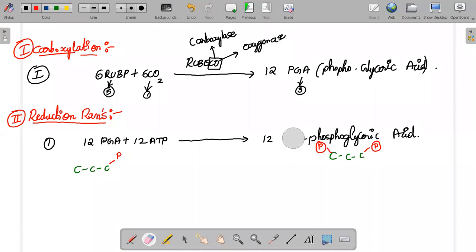Just take out the bi. This is also PGA. The left hand side is also PGA.